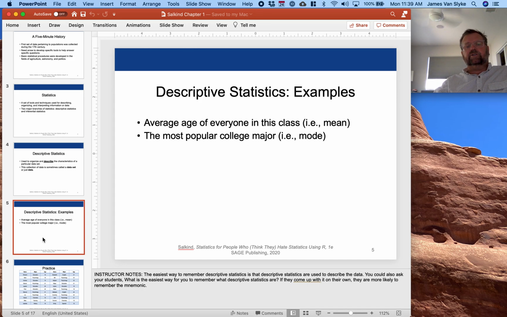That would be a descriptive statistic. And let's say the most popular college major at Fresno Pacific University, which is usually psychology, that would be the mode, the most frequently given thing in a data set. So when you think about descriptive statistics, it's anything you use to describe a data set, to give us information about how many males and females, information about where people live, information about whether you're a Democrat or a Republican, those kinds of things. It describes the data set.